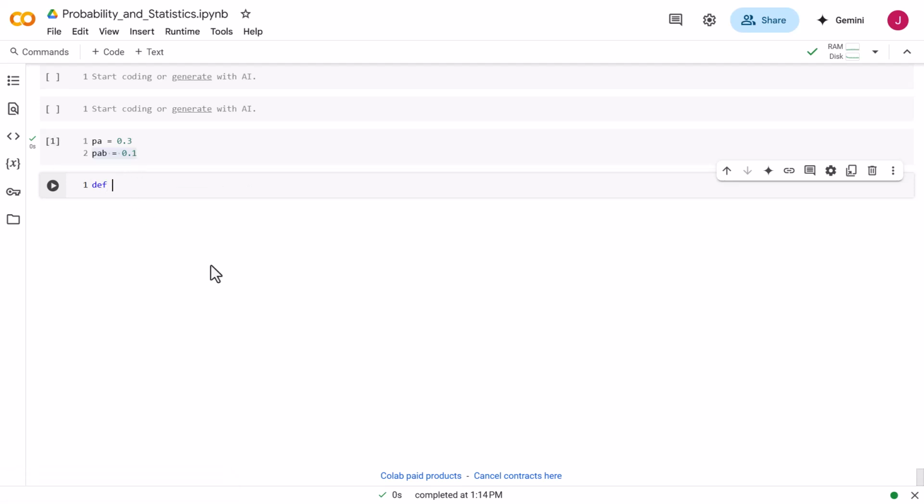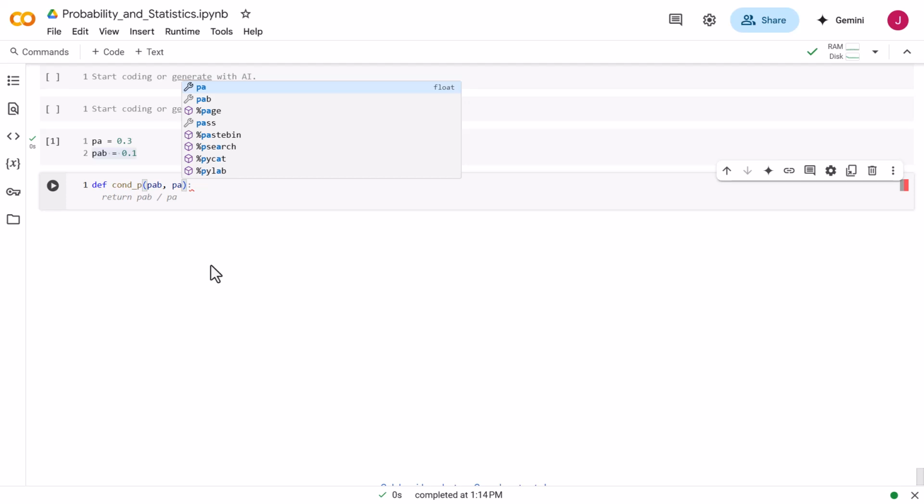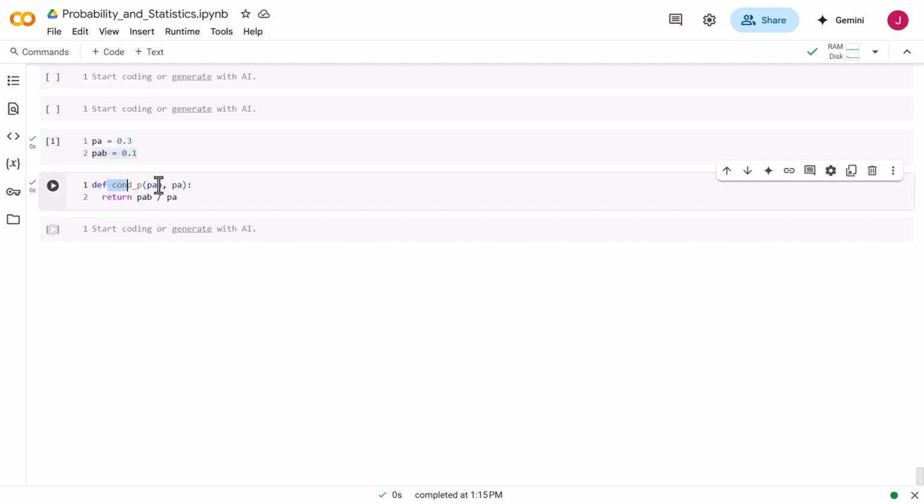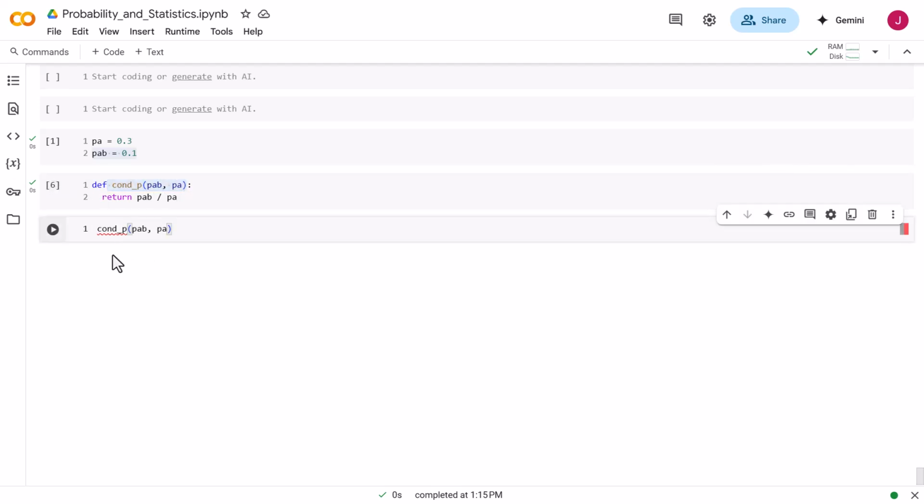Now, we want to define a function like conditional probability, which will receive probability of A and B and probability of A. Then it will return probability of B given A, which is equal to probability of A and B divided by probability of A, right? So I can calculate it now. I will call this function. Probability of B given A is equal to probability of A and B divided by probability of A, right?